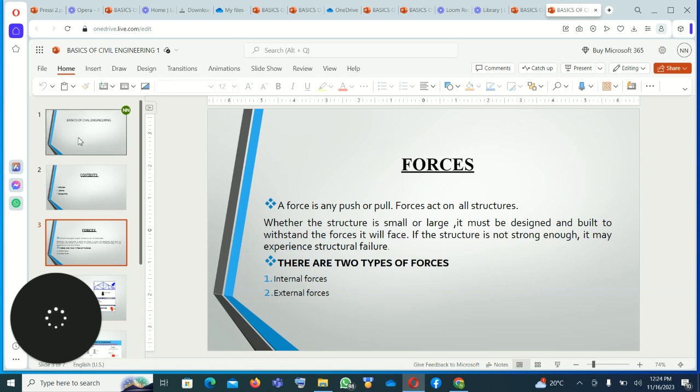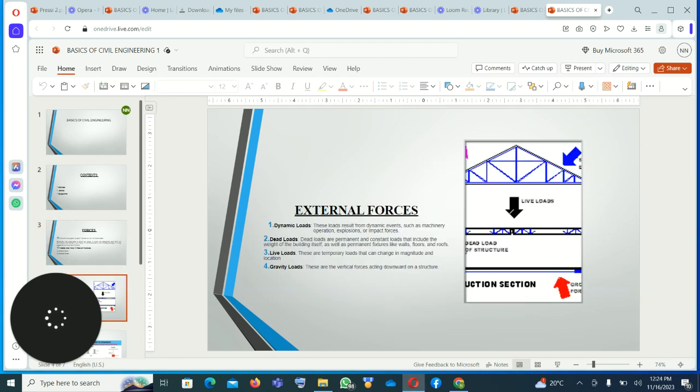On the forces, what is a force? A force is either a push or a pull. And there are two types of forces, that is the external forces and the internal forces. I will start by looking at the external forces. On the external forces, there are four types of forces. That is the dynamic loads, the dead loads, live loads, and the gravity loads.